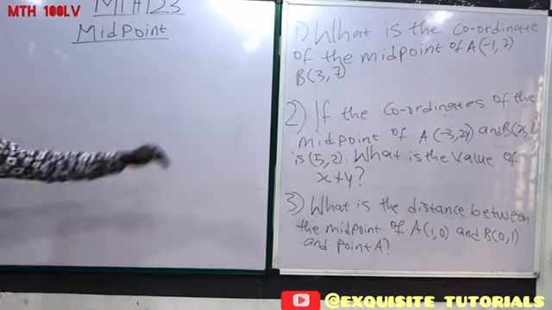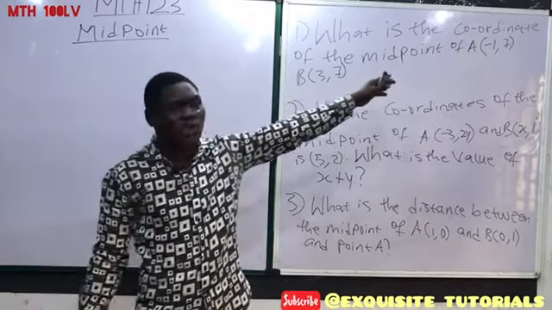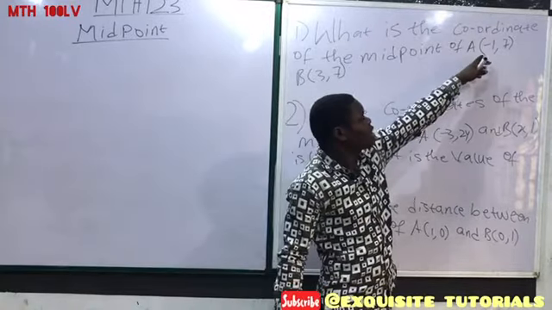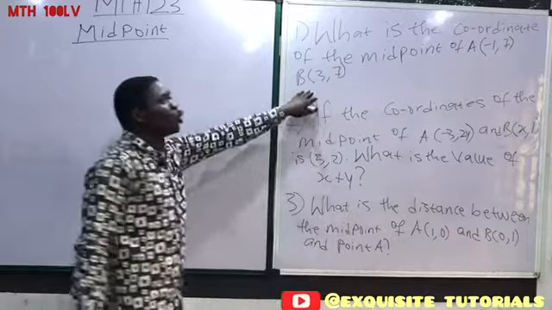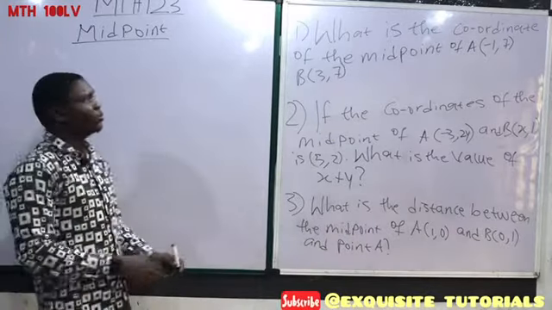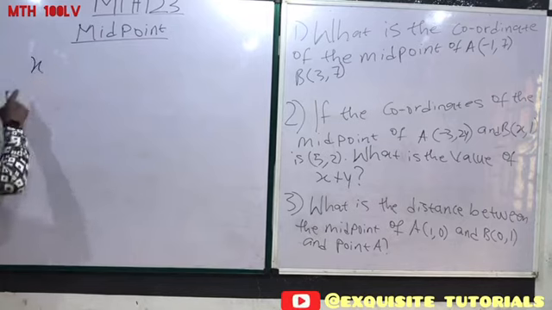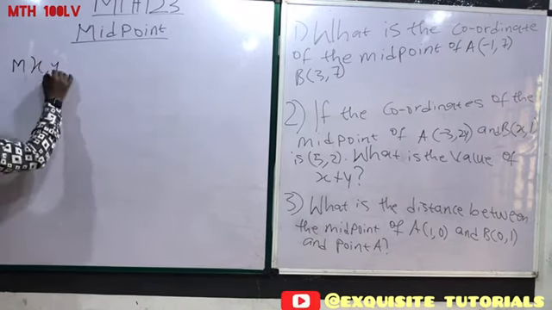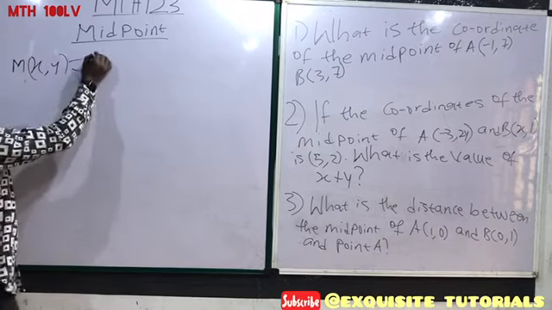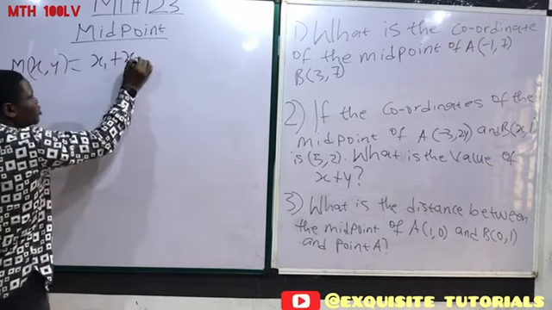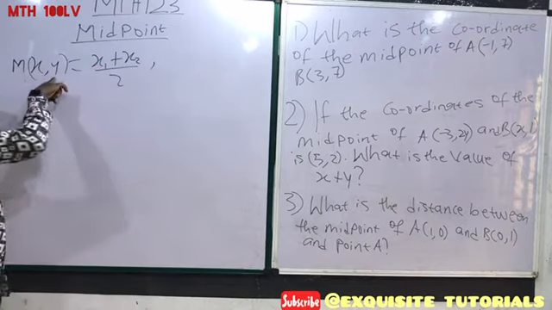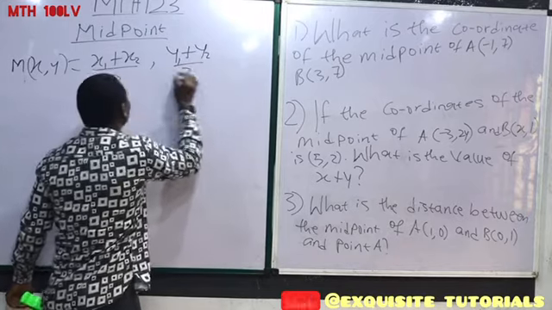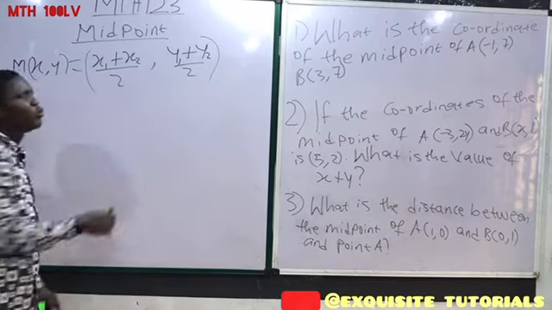The first question says, what is the coordinates of the midpoint of A and B? They gave us the coordinates of A as -1, 7, and they gave us the coordinates of point B as 3, 7. We know that the x coordinate of the midpoint, x, y, is x1 plus x2 all over 2. Then the y coordinate is y1 plus y2 all over 2. This is the coordinate of the midpoint.